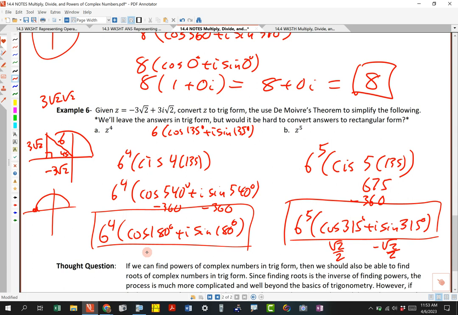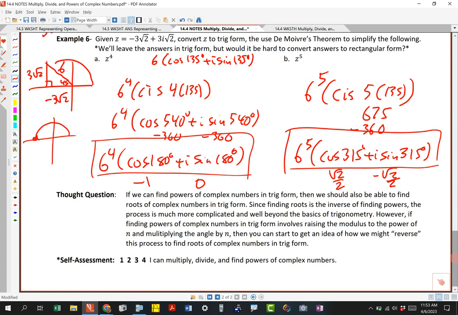And for 180, what's the cosine of 180? Negative 1. And what's the sine of 180? 0. All right, now 7,776. We're just about done.